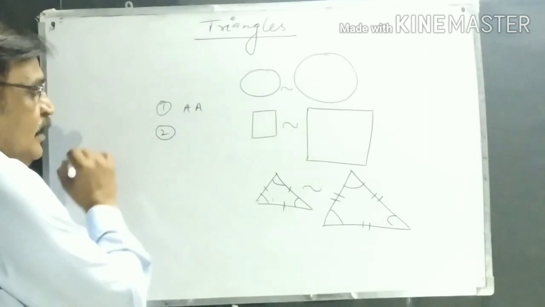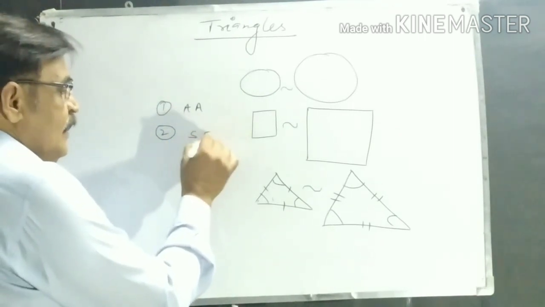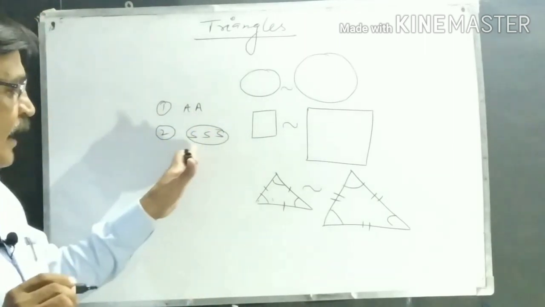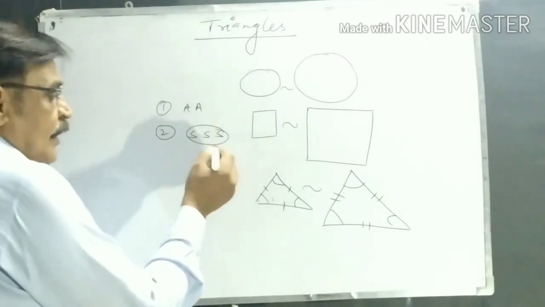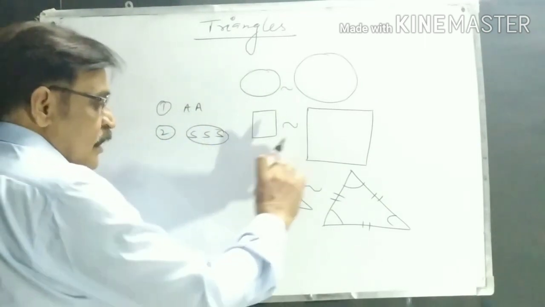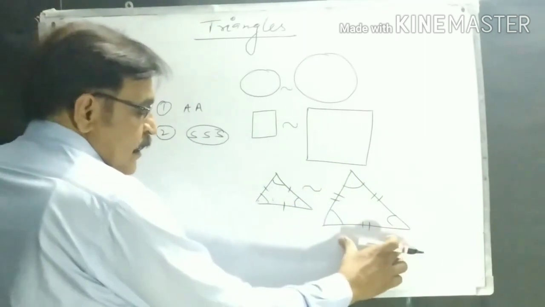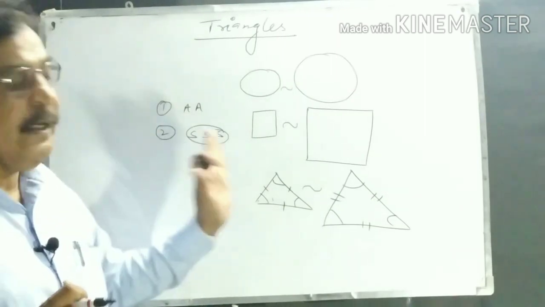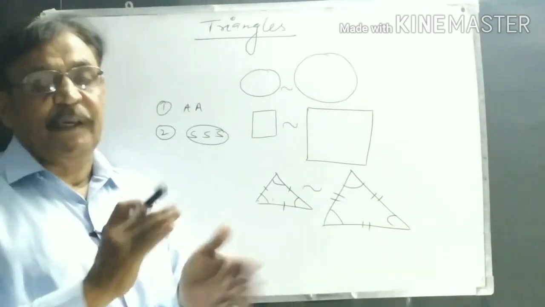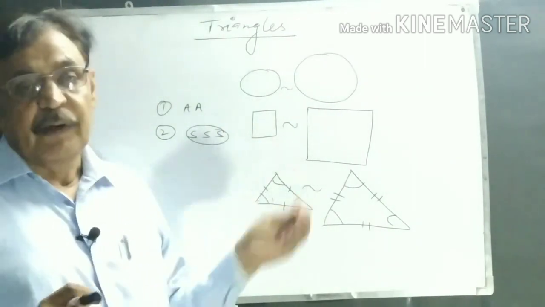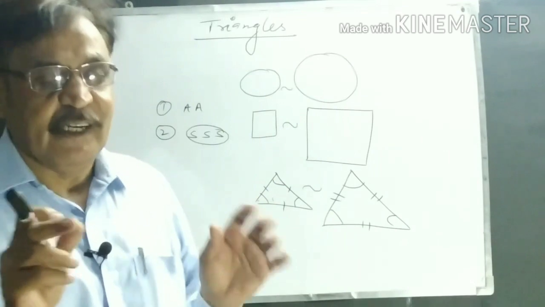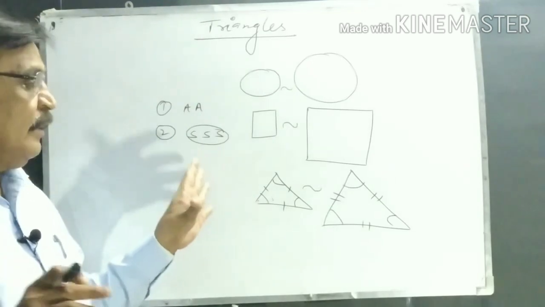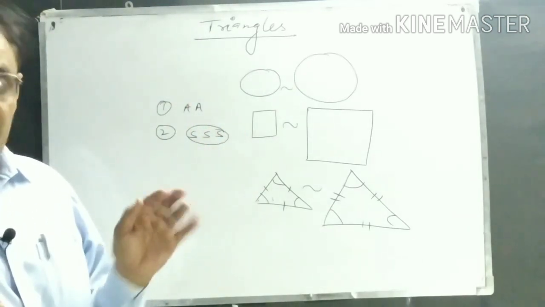The second case that arises is side similarity. It means these sides should be in the same ratio. This is proportionality: this upon this, base upon this base, and this side upon this side. Side similarity means the sides of the triangles must be in the same ratio. If sides are in the same ratio, then the triangles are said to be similar. So you are supposed to keep these concepts in your mind as far as similarity is concerned.